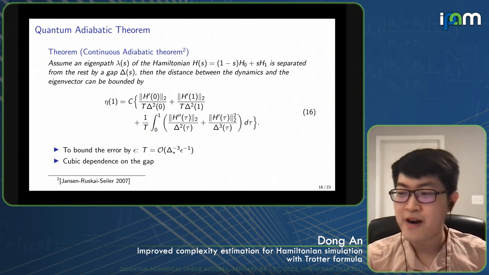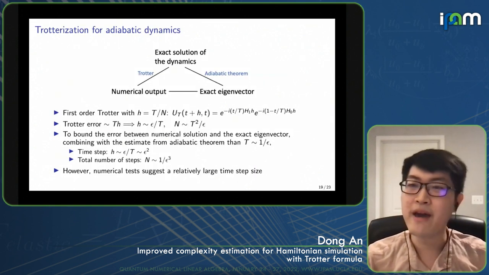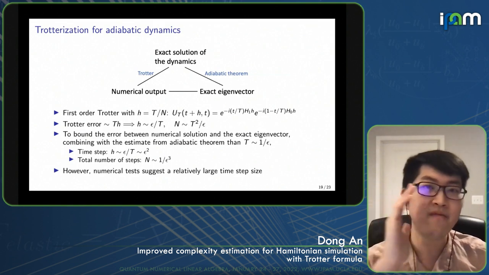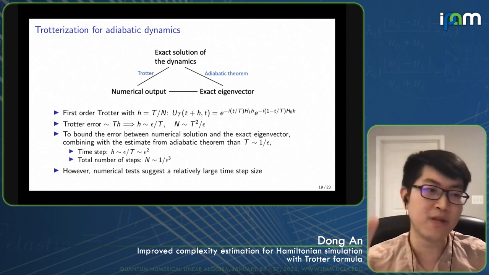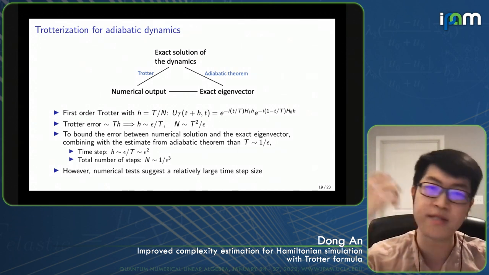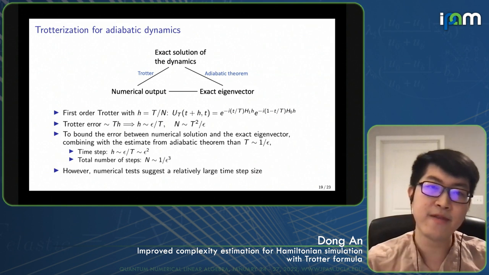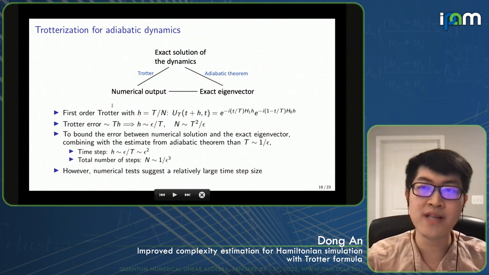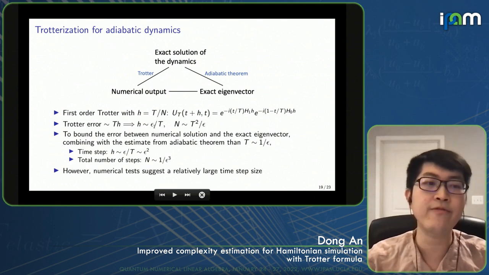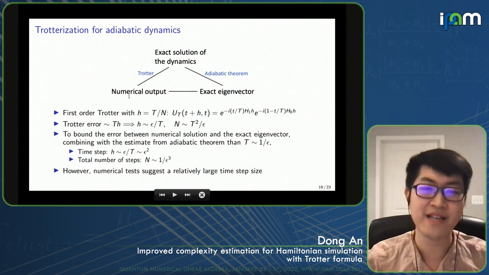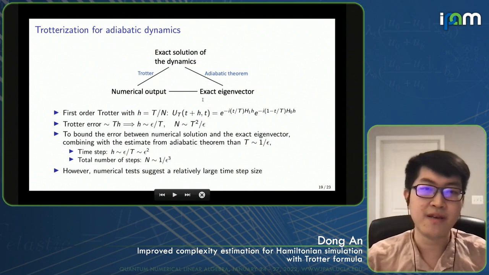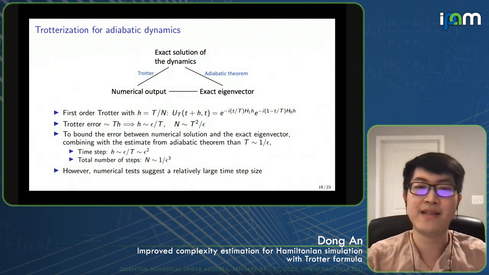Now, so far, it is still not a quantum algorithm, because we use adiabatic quantum computing to transfer the eigenvalue problem to a time-dependent Schrödinger equation, but we still need to design the quantum algorithm to solve that Schrödinger equation. And the method that we are using, again, is the Trotter formula. So we would like to understand what is the complexity or the error of this kind of time discretization. When talking about the Trotter method for adiabatic dynamics, here is something that I would like to use, which I call the error triangle for Trotterization for adiabatic dynamics.